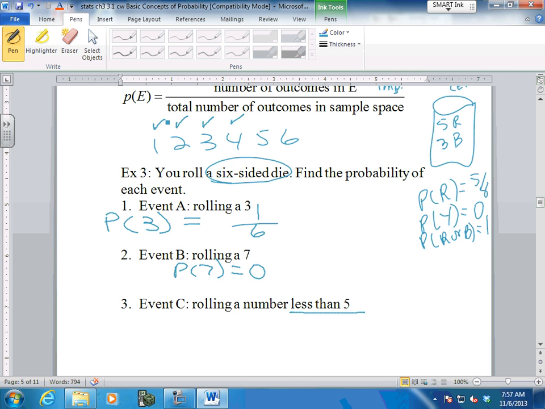Easiest way is to mark it. I have 1, 2, 3, 4, 5, 6. This one, this one, this one, this one, it's 4 out of 6. Probabilities, we reduce to lowest terms.